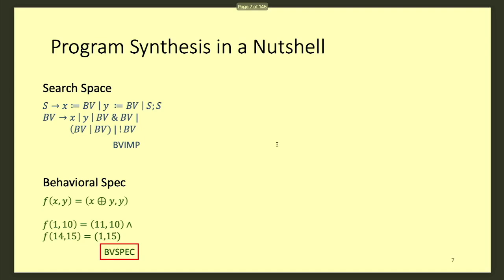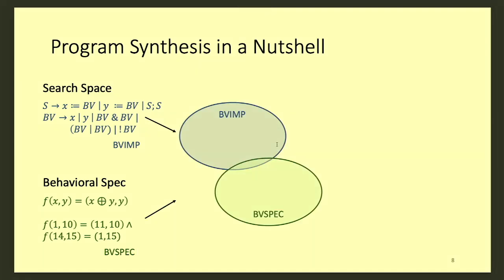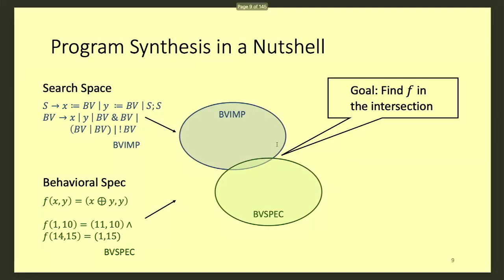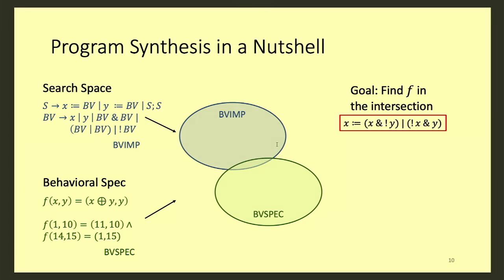Now, given these two sets, in program synthesis, normally your task is to find some f that lies within the intersection of these two sets. And here, I clearly have such an f. I can synthesize XOR using bitwise not and or.